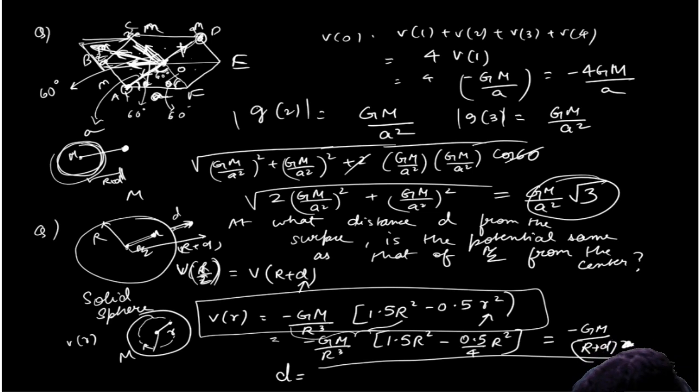So in fact, when you actually try solving it, you will get d to be something negative, like it will not exist. That is the answer given in the book. It won't exist.